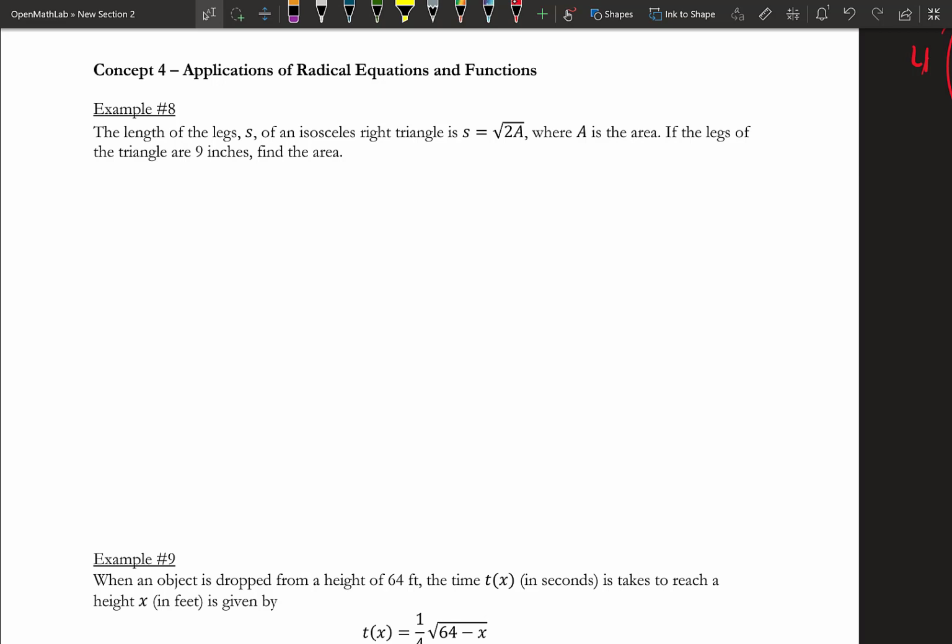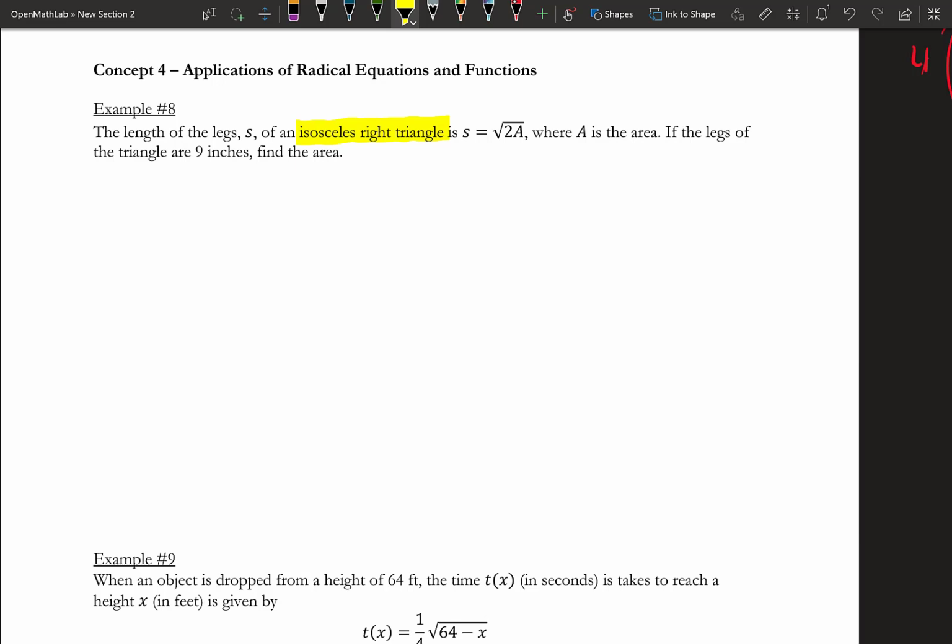So we have example 8. The length of the legs S of an isosceles right triangle is S equals the square root of 2a, where a is the area. If the legs of the triangle are 9 inches, find the area. Really, to do this, you don't necessarily have to remember what an isosceles right triangle is, since you're given the equation and basically you're given S and you're trying to solve for A.